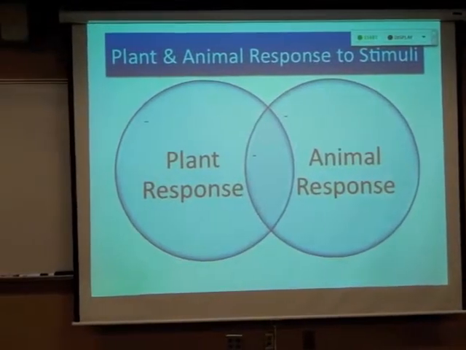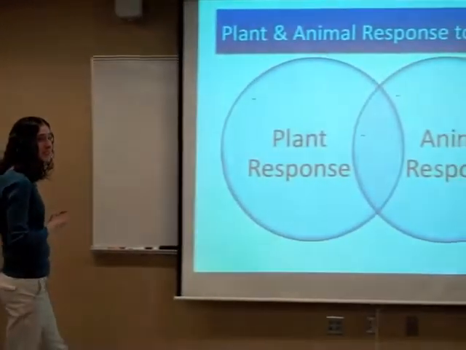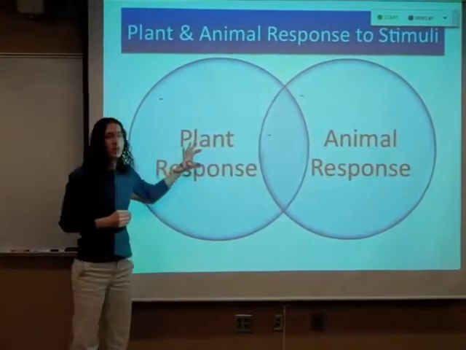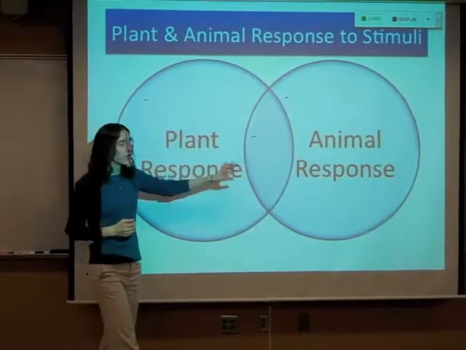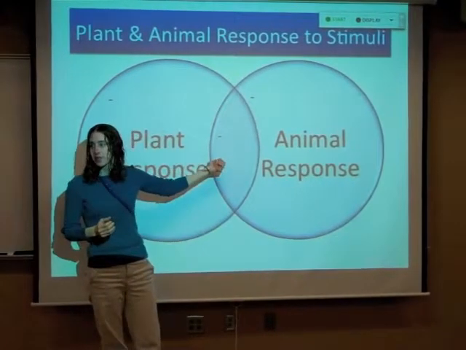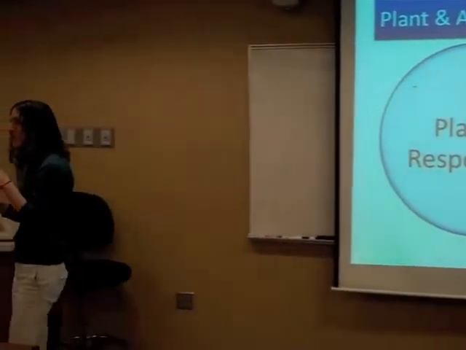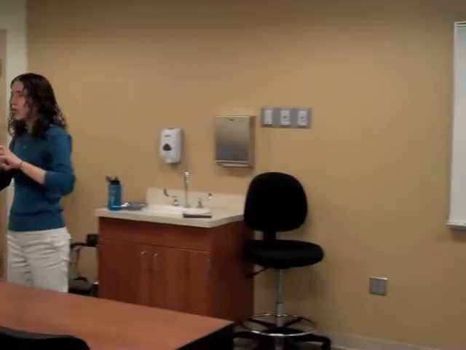Okay, so we're going to compare and contrast our plant and animal stimulus responses now. There are things that are unique to the plant, there are things that are unique to the animal, and then there are things that go in the center, that both plants and animals do. So I'd ask you to work through this Venn diagram in your groups, and then we'll report out what the similarities and differences are between plants and animals and their response to stimulus in their environment.